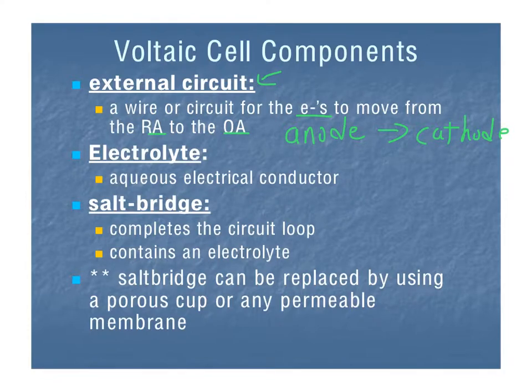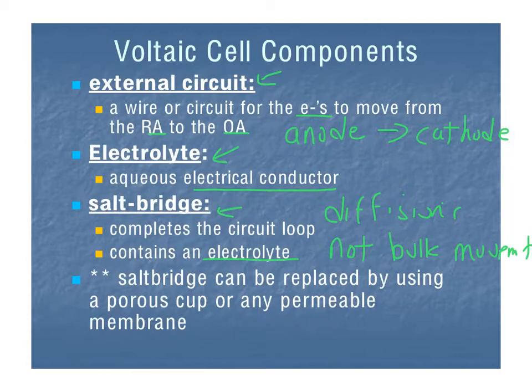Another requirement in the voltaic cell is the electrolyte. It just merely forms an electroconduction for the ions to move. The ions will move, however, through the salt bridge. The salt bridge contains the electrolyte. It allows for the diffusion of ions, but not the bulk movement of the solution. Now this salt bridge can also be replaced by using what's called a porous cup or some sort of permeable membrane such as a wet filter paper.